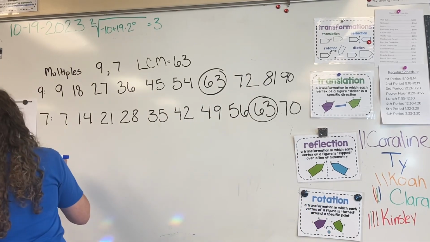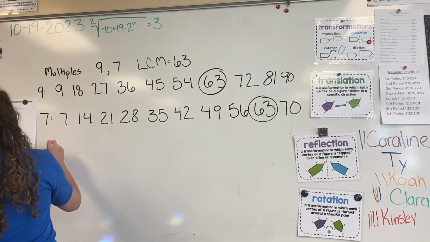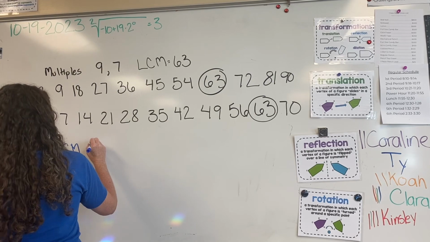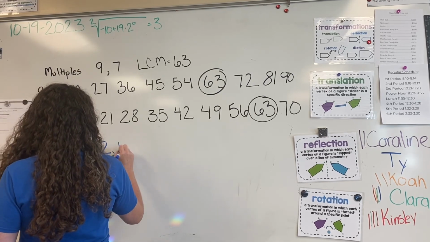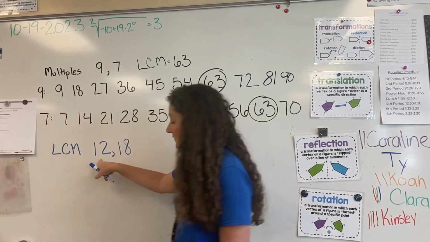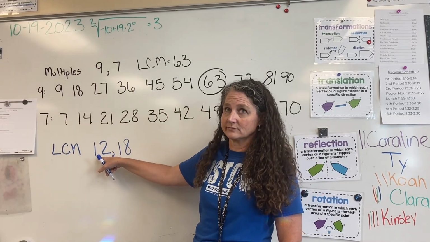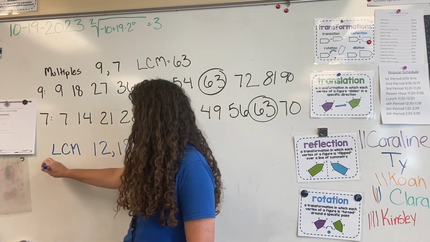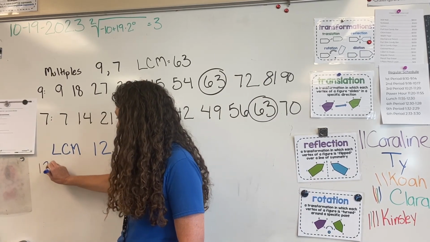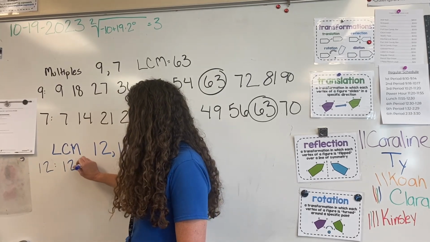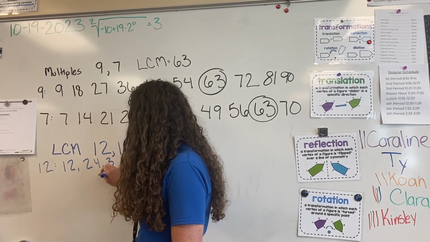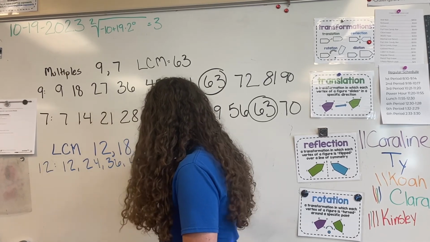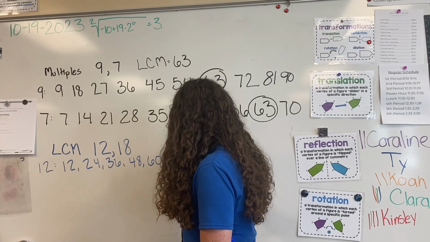Okay. So let's do the least common multiple of 12 and 18. First I'm going to list the first 10 multiples of 12. 12, 24, 36, 48, 60, 72, 84, 96.